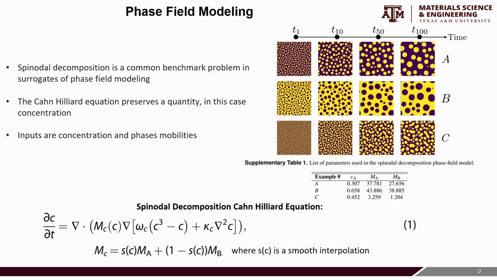Firstly, we'll be looking at spinodal decomposition, which is often a benchmark problem for looking at surrogate models for phase field modeling. It utilizes the Cahn-Hilliard equation, which preserves a quantity, in this case the concentration, and the inputs are the concentration and the phase mobilities.